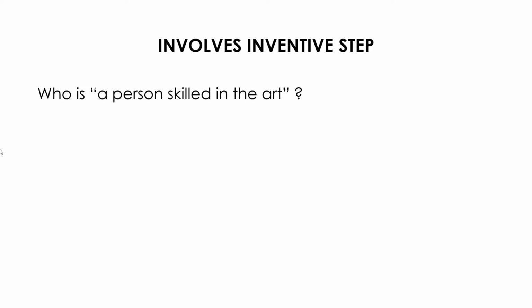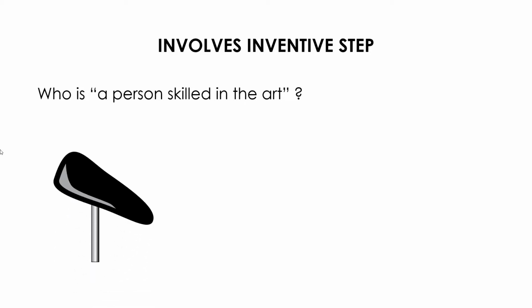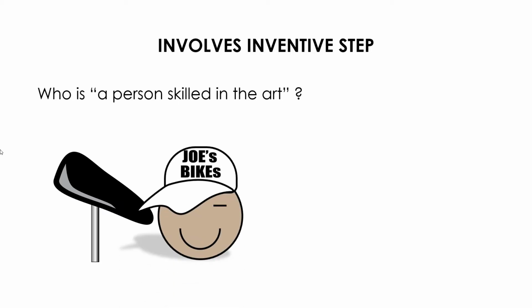For example, if your invention is, say, an easily detachable seat in a bicycle, you ask yourself, will it be obvious to a bicycle shop owner to conceive and create the same invention? In this case, a bicycle shop owner can be considered as one of the persons skilled in the art.